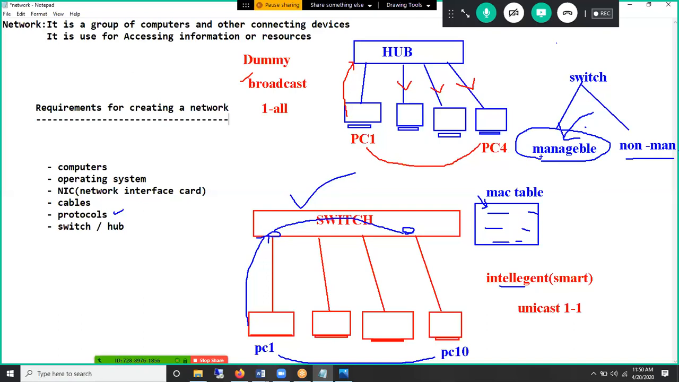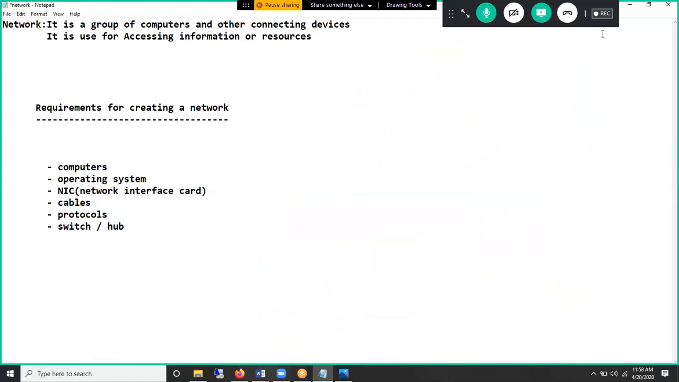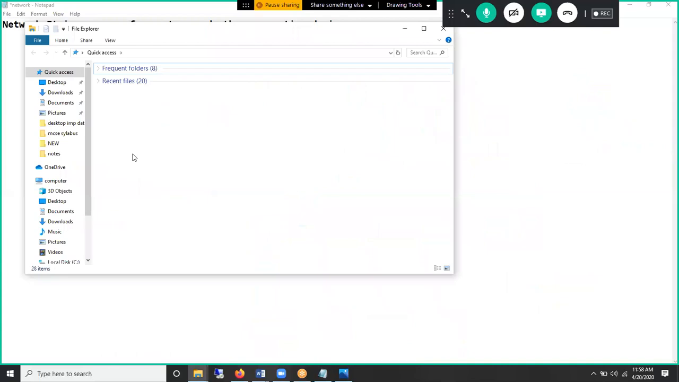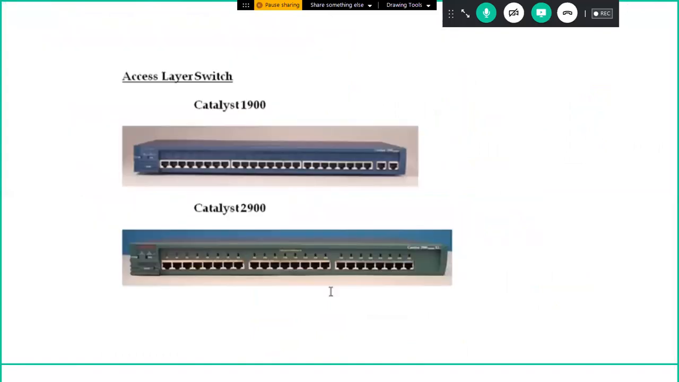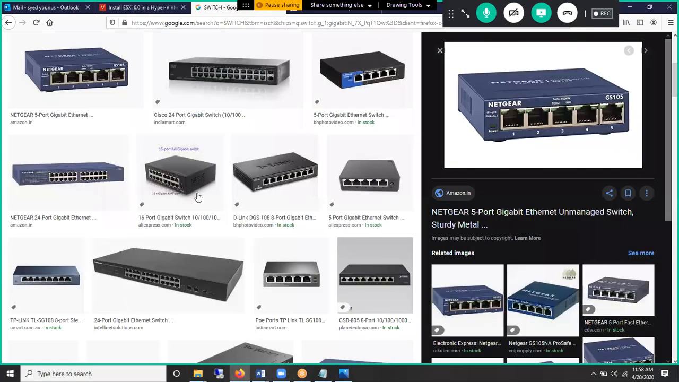So what are the differences here? I'll show you one thing. One of the points we need to understand here. This switch is from Cisco. You have different companies in the market. This is your Catalyst switch. The reason I want to explain this is how to differentiate between a manageable and a non-manageable switch. First, I'll show you a non-manageable switch. So you can see this one.